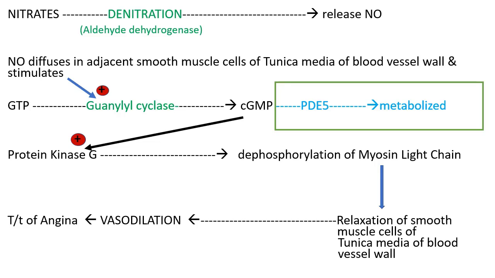We know that phosphorylation of myosin light chain maintains contractility. So dephosphorylation of myosin light chain will cause relaxation of smooth muscle cells of tunica media of blood vessel wall. So relaxation of smooth muscle cells of tunica media of blood vessel wall results in vasodilation. So nitrates cause vasodilation and are therefore helpful in the treatment of angina pectoris. This is important. The mechanism of action of nitrate as vasodilator is important.